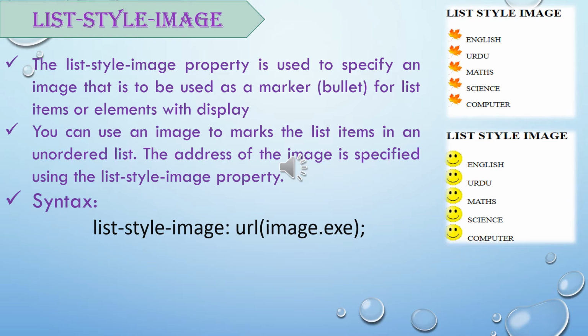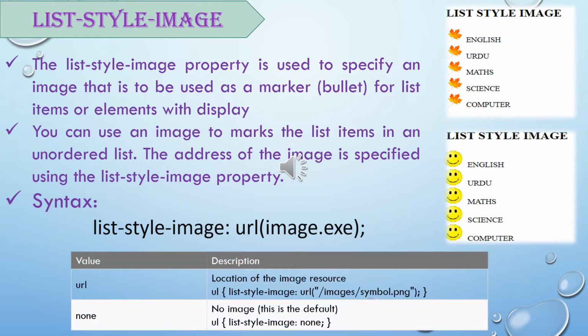General syntax of list-style-image is list-style-image: url, image.x, where URL identifies the location of the image resource. None means no image, which is the default value.